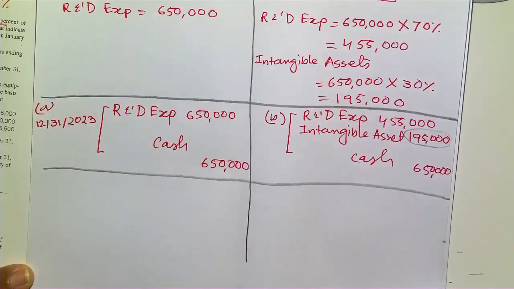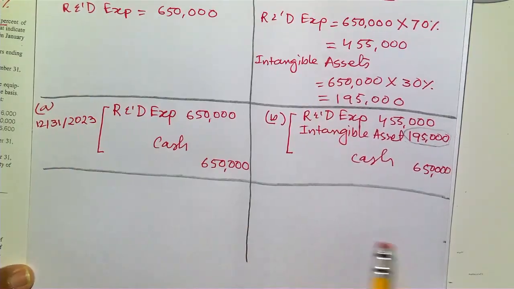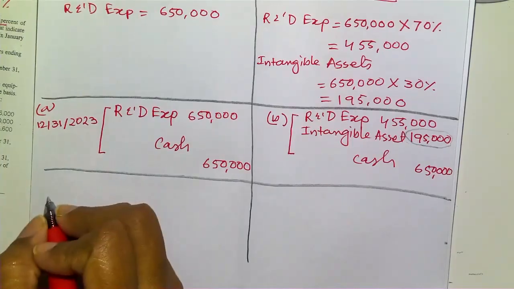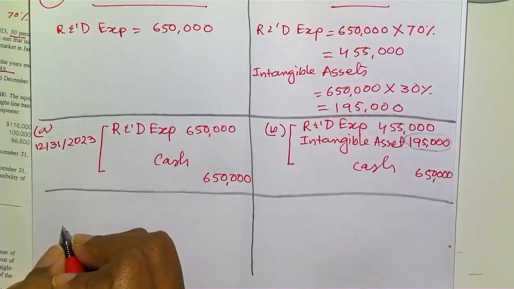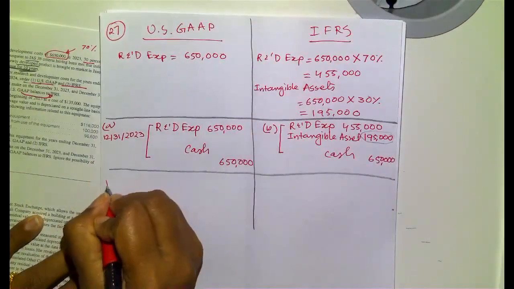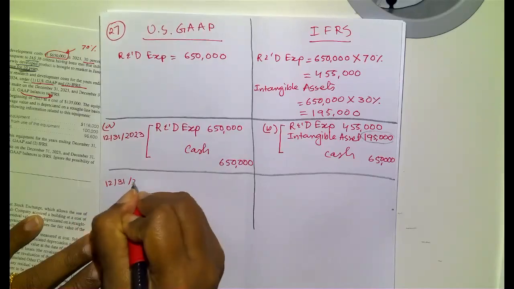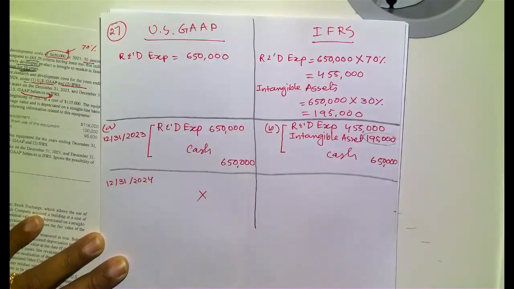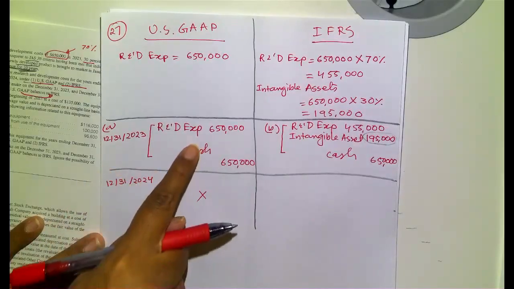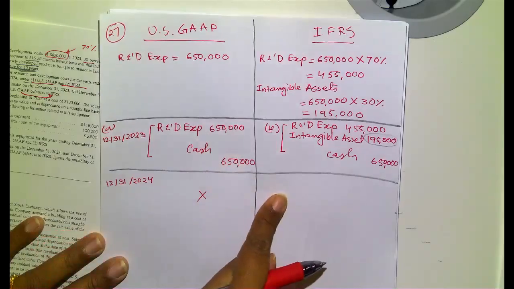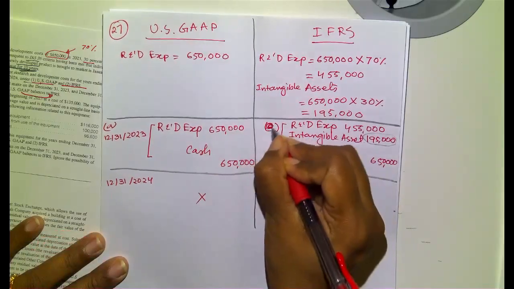I think the setting is like that, but I'm showing it so that you can contrast and see the differences. So this is the same part A, regular entry for the second year. Now this is December 31st, 2024. US GAAP will not do anything because they already showed the entire amount as an asset. But the IFRS, this is part A, not B.